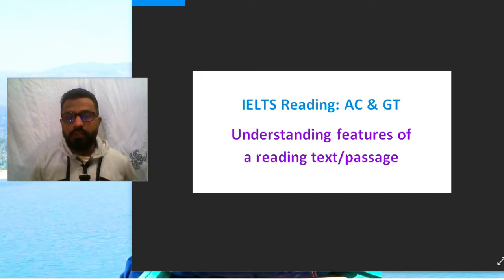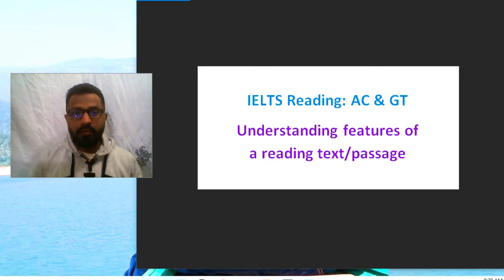Today's lesson is for both Academic and GT IELTS candidates. Today we are going to talk about understanding the features of a reading text or passage. I just want to give you a general idea about the IELTS reading text, because sometimes students face problems identifying the different answers and different questions because they don't have a good idea about what's inside the reading text. That's why I have prepared this lesson for you.